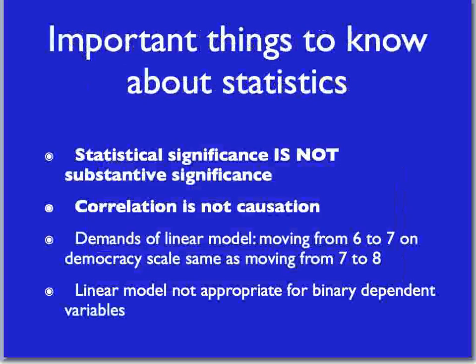So let's go on with a few important things to know about statistics. One is that statistical significance is not substantive significance. That's what we've just been through. Just because something's not an accident doesn't mean it's important. Second thing is that correlation is not causation. Just because two variables seem to move together does not mean one causes the other.